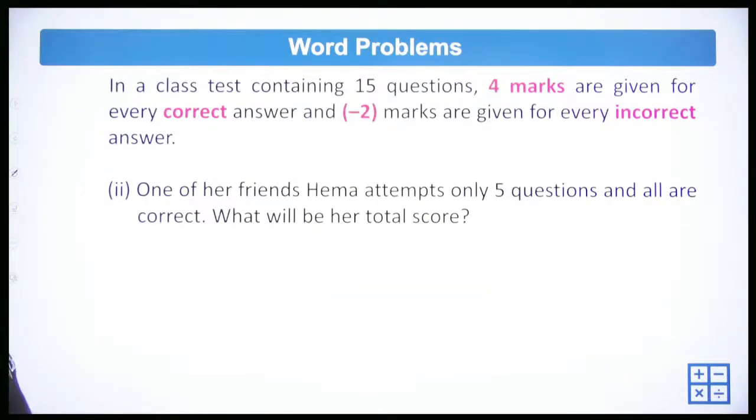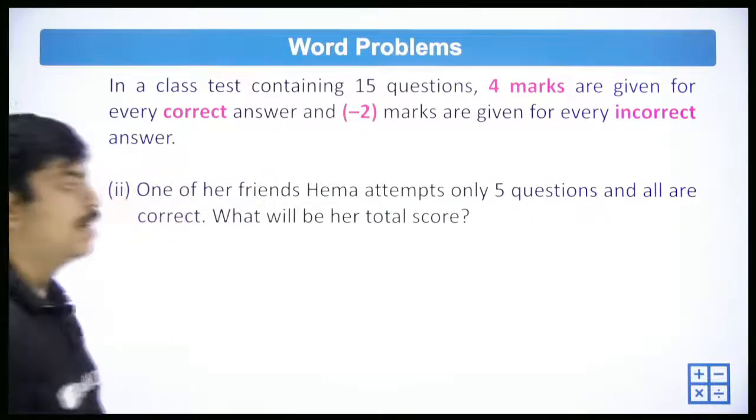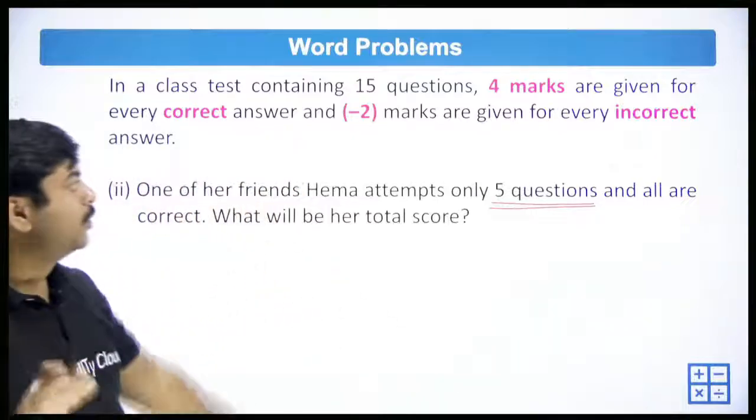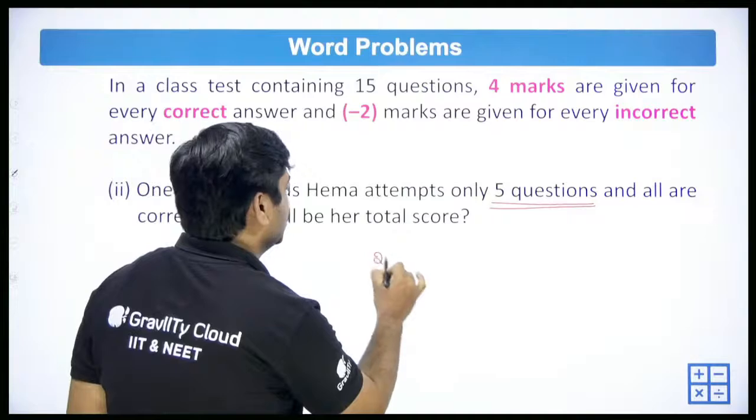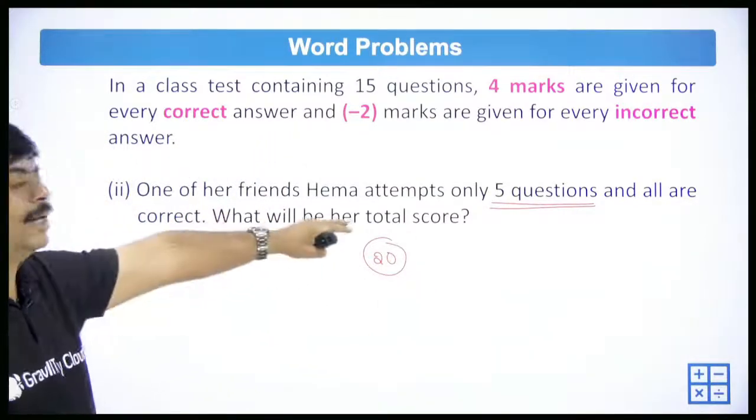In the same case, one of her friends, Hema, attempts only 5 questions. Only 5 questions. So 5 into 4, how many marks? 5 into 4 is 20 marks, and all are correct. It was given all are correct. What will be her total score?